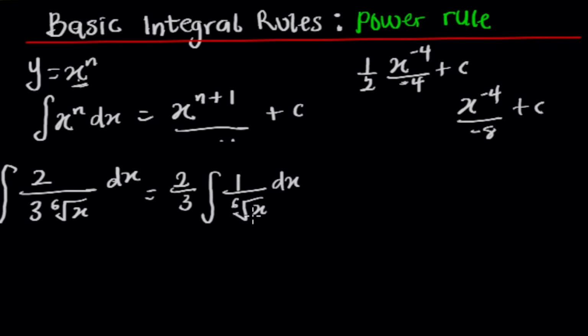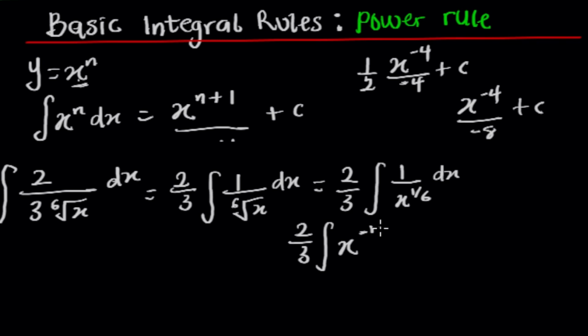So I can rewrite the expression inside this integral. If I write the expression inside this integral, I'm going to have the whole expression to be 2 over 3, then the integral of 1 over x to the power 1 over 6, x to the power 1 over 6 dx. That's exactly what I'm going to have, because the power of x is 1, and the sixth root of x raised to the power 1 is x raised to the power 1 over 6. Now if I simplify this expression, this is going to give me 2 over 3, the integral of x raised to the power minus 1 over 6 dx. Now let's go ahead and integrate this kind of expression.